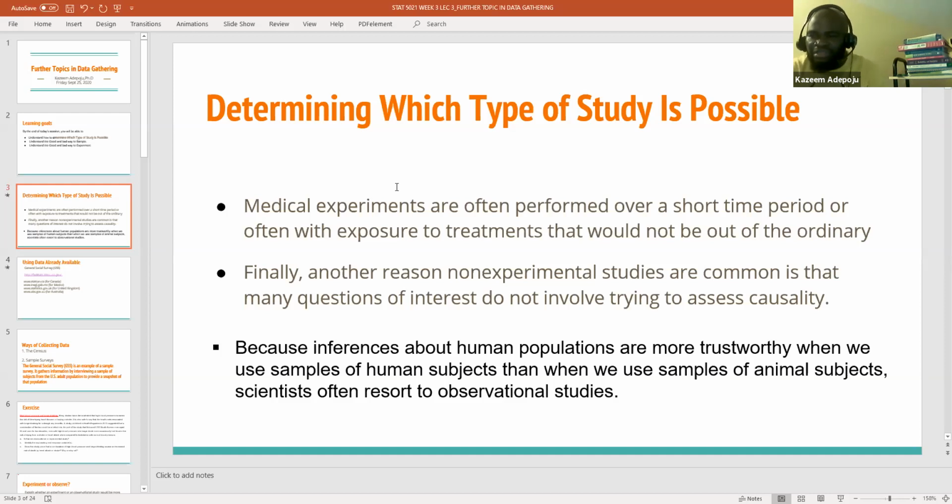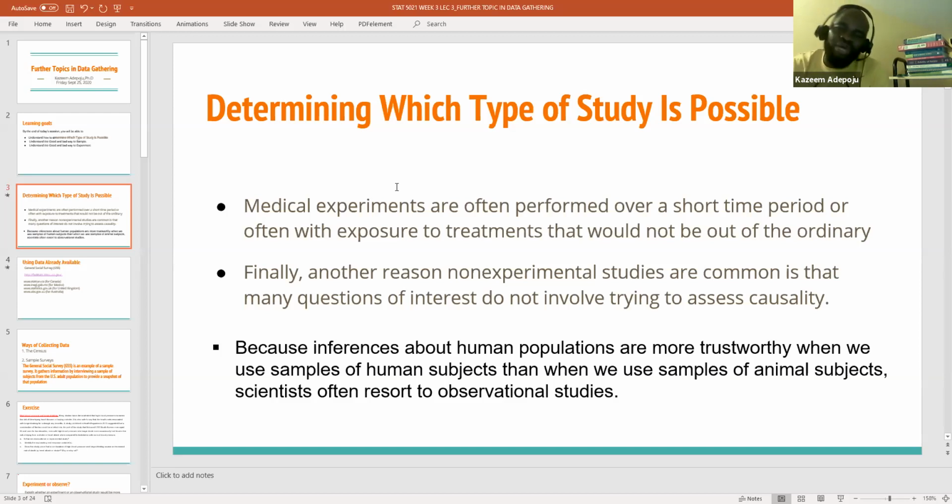And I said another reason why non-experimental studies are common, and when I say non-experimental study, I'm referring to observational study, is that many questions of interest do not involve trying to assess causality. Now, let me tell you this. Experimental studies demonstrate causation, in the sense of how a particular variable affects the other one. And of course, the variable that affects the other one is going to be the explanatory variable, and you are trying to observe the effect of that on the response.